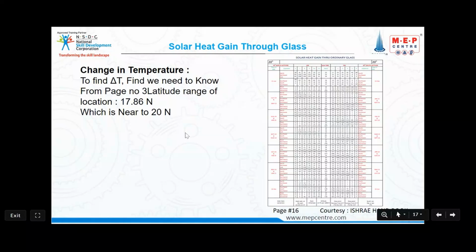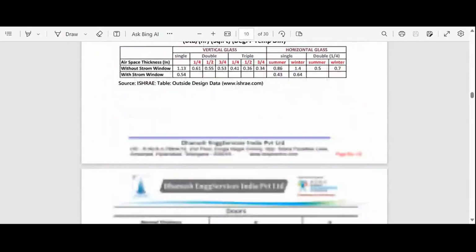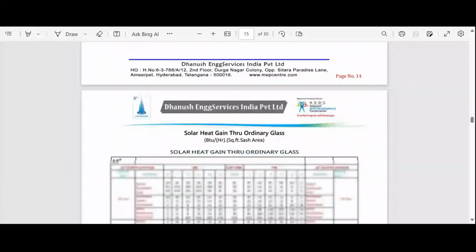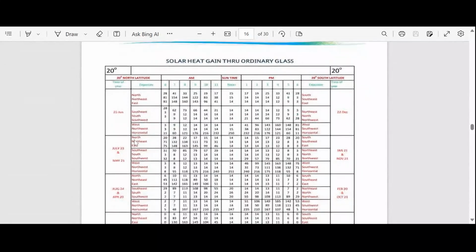So from page number 16, solar heat gain through ordinary glass, 20 degree north latitude. Clear? Now we are going to calculate the load calculations on the peak values. We have to find out the highest value.